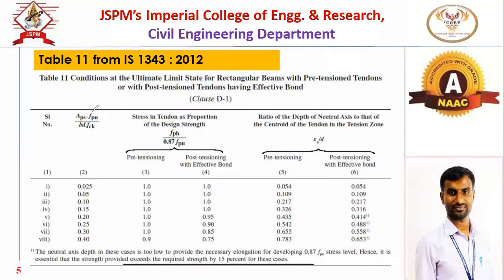So the first point: this is the effective reinforcement ratio, and it varies. The minimum is 0.025 and the maximum is 0.4. So this is the variation. The corresponding stress values are given for pre-tensioning and bonded post-tensioning, and the depth of neutral axis ratio xu by d is also given. So this table is very much important. Based on it, n number of questions can be asked in various examinations.